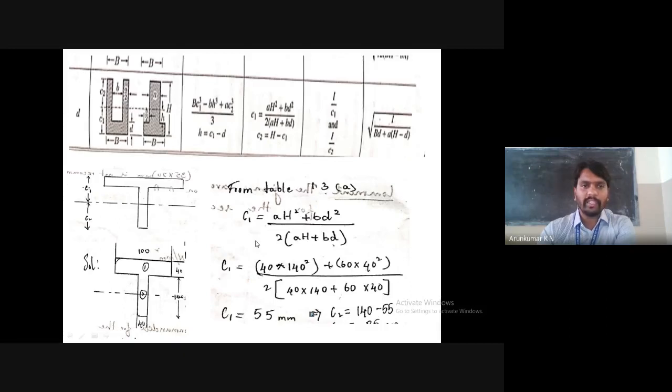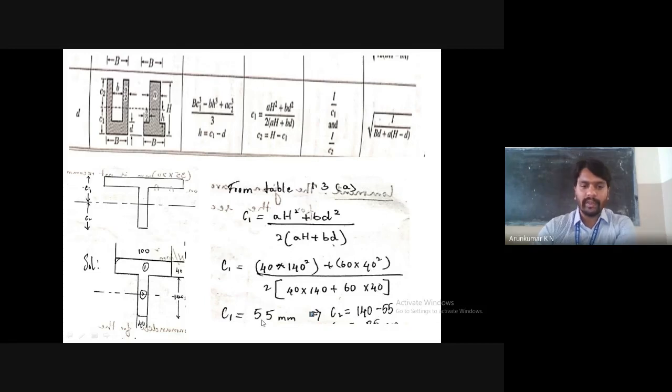Plus BD square. What is B? Look at this figure carefully. This is B by 2 and this is B by 2. Total it is B. B minus A gives B by 2, that is 100 minus 40, remaining 60, so 30 and 30, which is the B. D is the depth of the flange. How much is it? D is 40. Depth of the flange 40 square. Same thing, 2 into H, 40 into 140, plus B into D, 60 into 40.